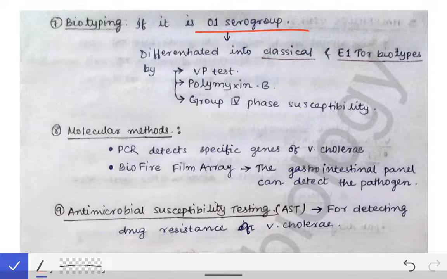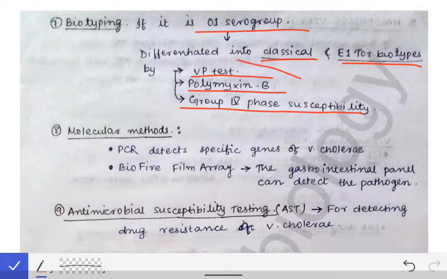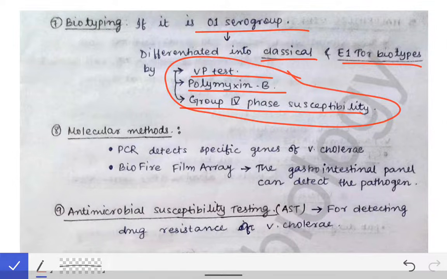To differentiate between the classical and El Tor biotypes, as we have talked about in our earlier video, the 4 tests that we perform are the VP test, susceptibility to polymyxin B, susceptibility to group 4 bacteriophage, and also we can see the beta hemolysis on sheep blood agar. These 4 characteristics differentiate between the classical and El Tor biotypes of the O1 serogroup of Vibrio cholerae.